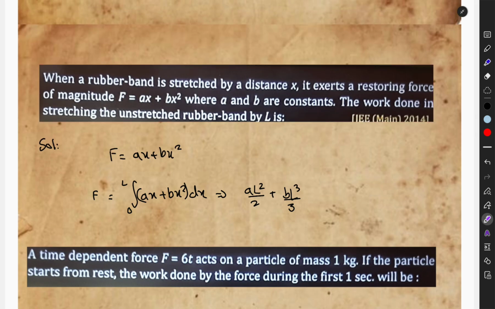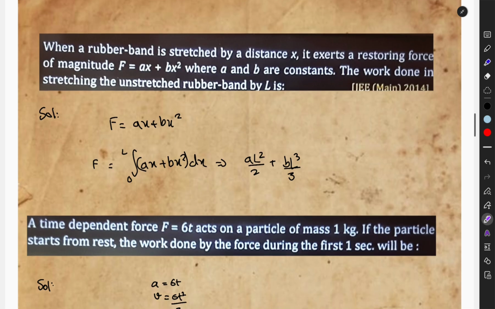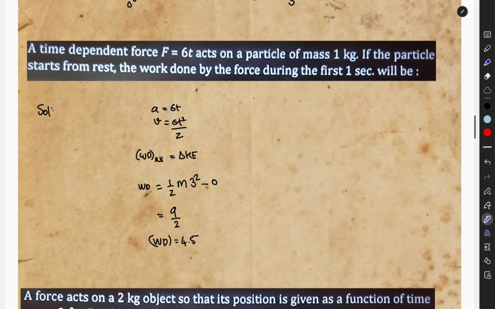or let me explain. So basically the force equation is given in terms of x, so integrate it by the limit 0 to L, and you'll find the work done. This is not a tough question.